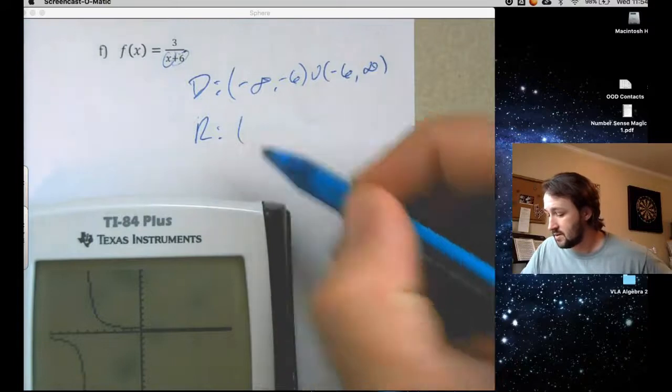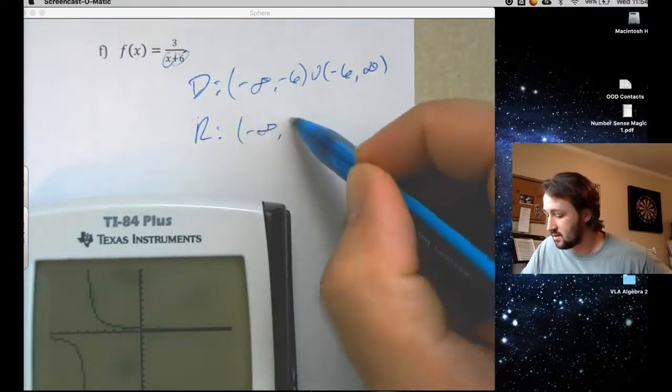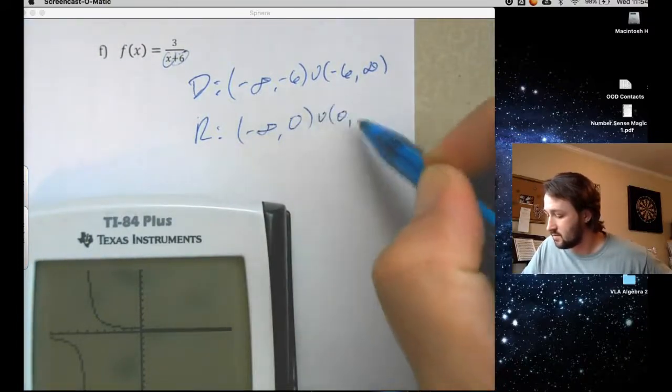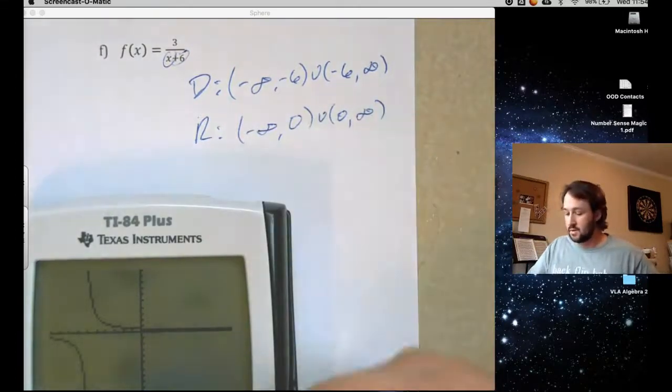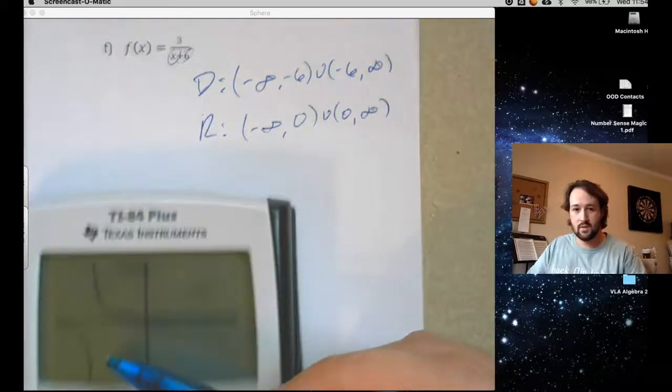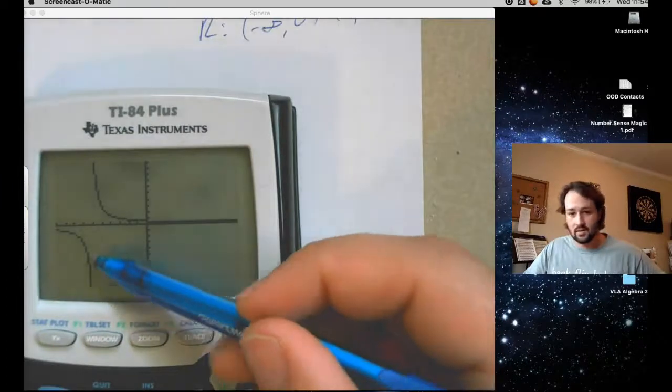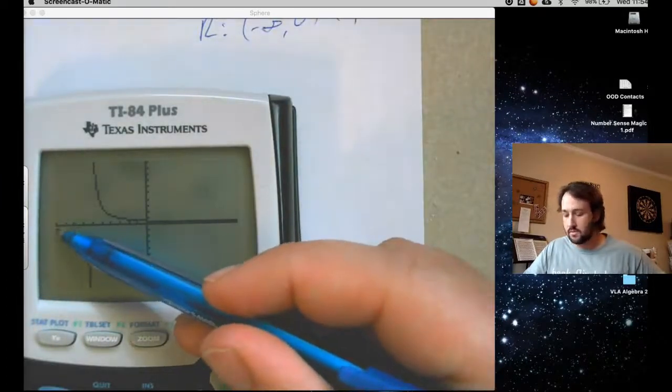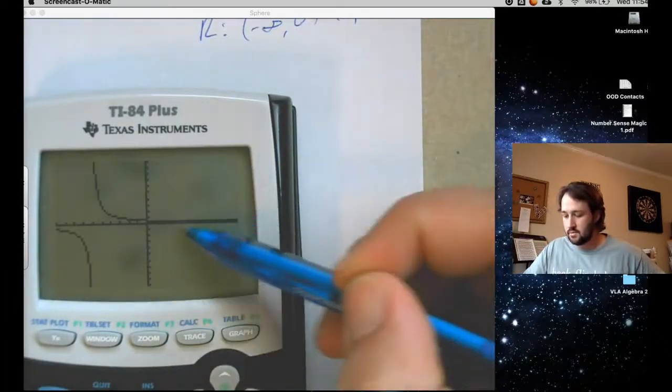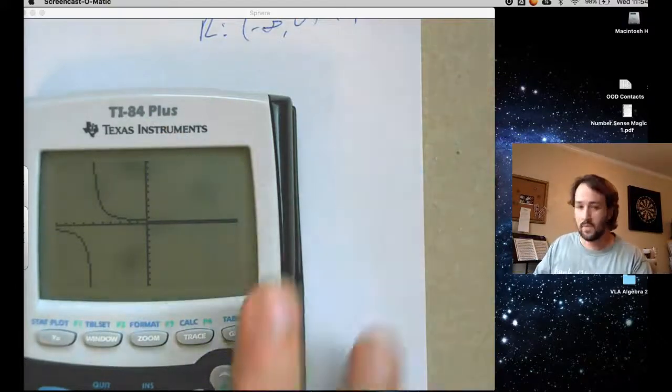All right, so for our range, it has everything all the way up until 0, and then from 0 to infinity. Everything from negative infinity to 0, where it will bottom out over there, and then 0 to infinity, so it goes out forever.